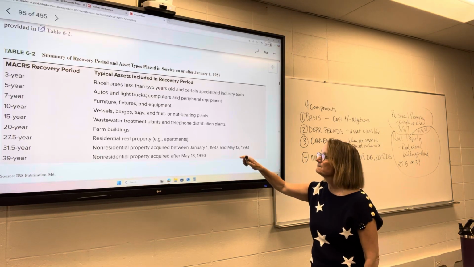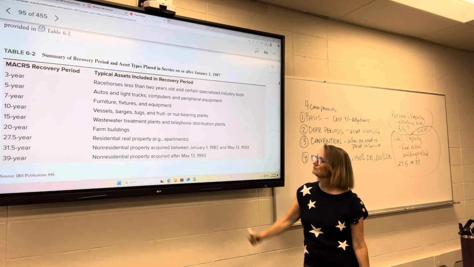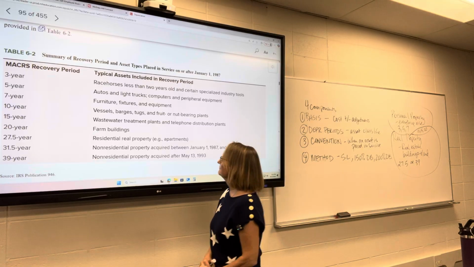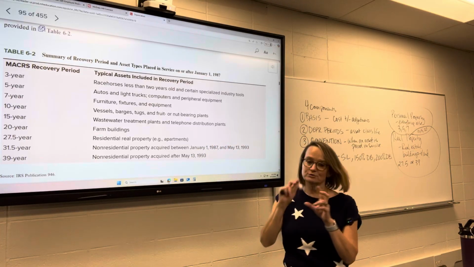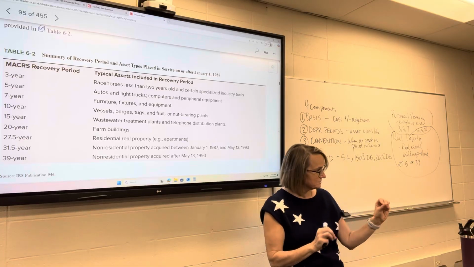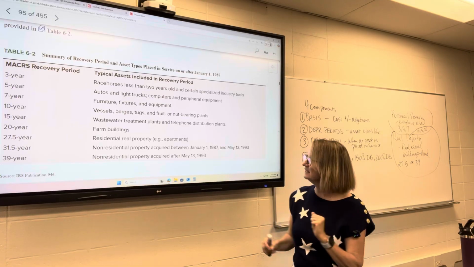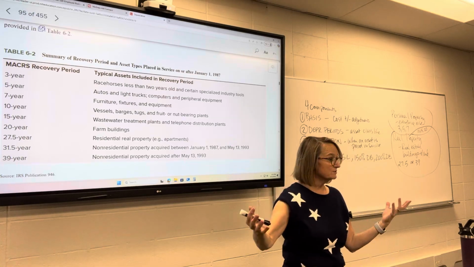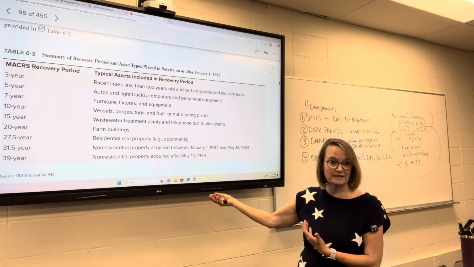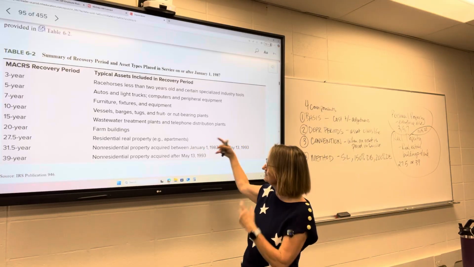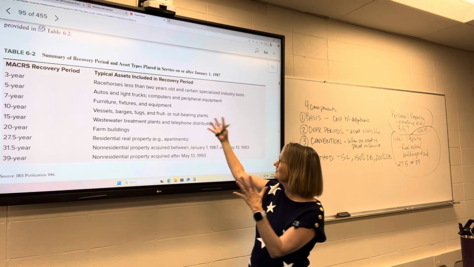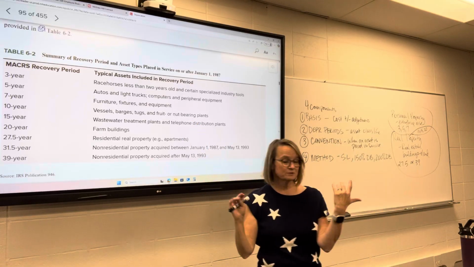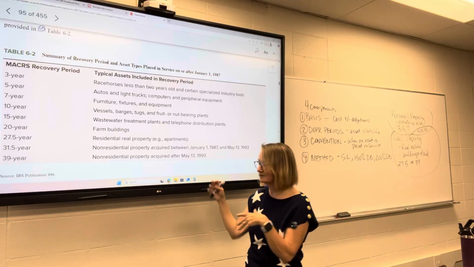So those are 7-year. 10-year are vessels, barges, tugs, and fruit or nut-bearing plants. Don't use that all that often. And again, some of these things are going to be used in certain geographical areas more frequently than others, right? So if you live near the Mississippi and you're working at a CPA firm, you might see the vessels, barges, and tugs more frequently. If you're living in Florida, you might see the fruit-bearing plants more frequently.